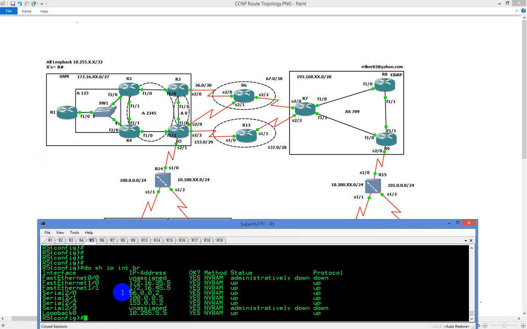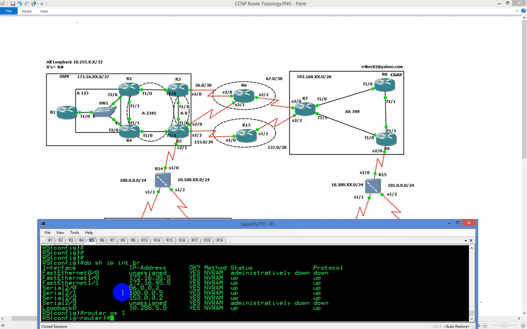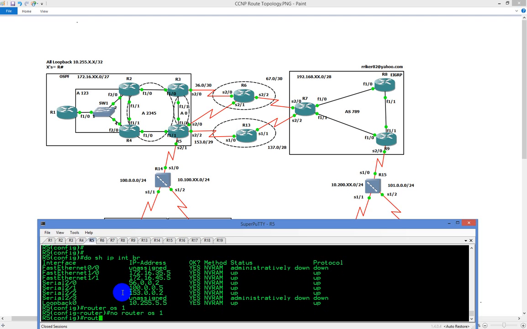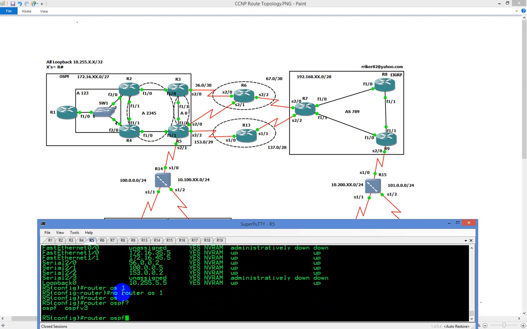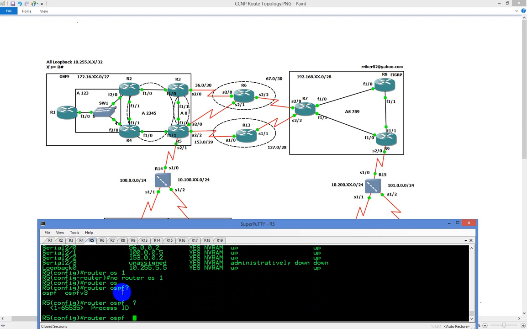And we have a connection going between router 5 and 3 on Fast 1/0. So what I'm going to do is type in router OSPF 1. Let me actually take a step back and go router OSPF and 1. This number here is just the process ID. This is locally significant.